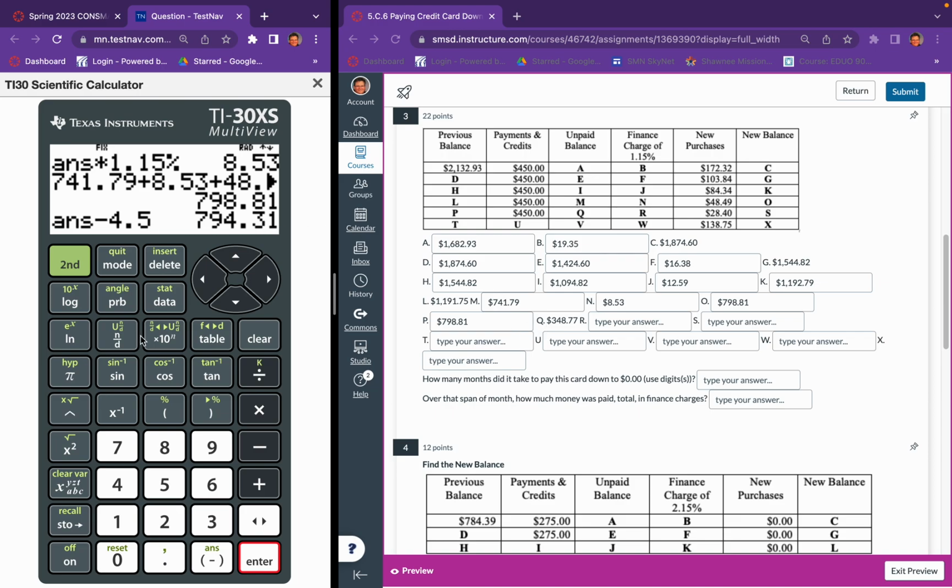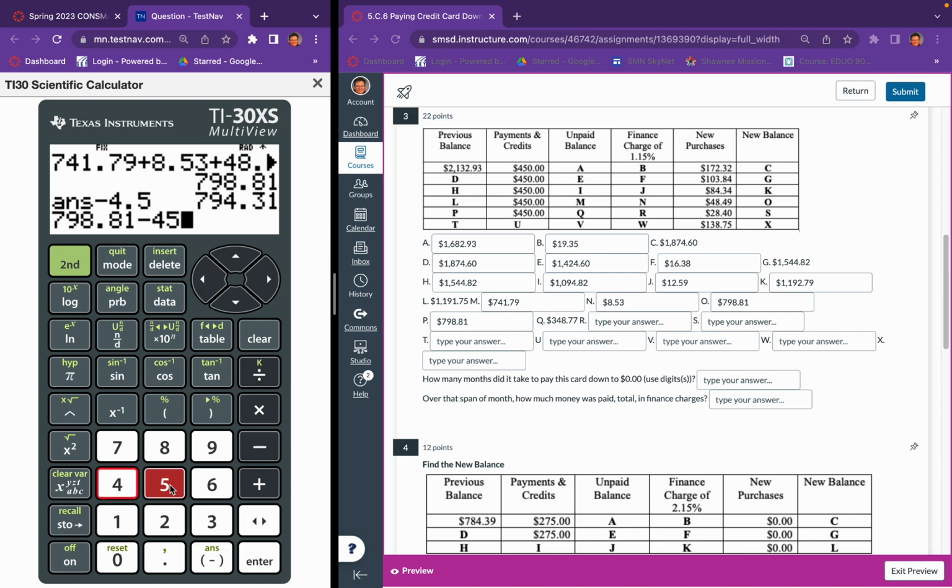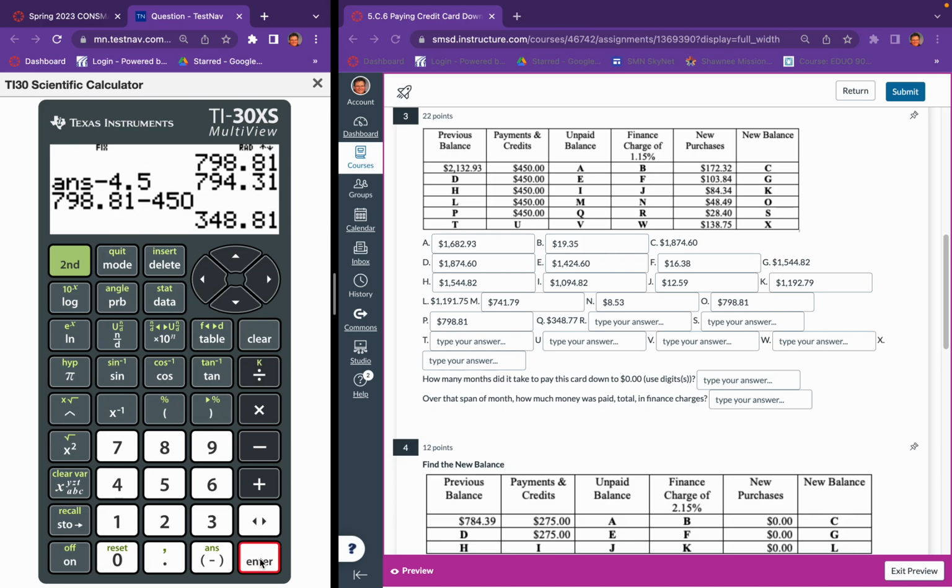So now we would owe $794.31. Oh, I didn't subtract the right number. Hang on. $798.81 minus $450 is $348.81. So we were 4 cents off here. That's fine. So I'm going to go ahead and put that in there because I don't think I've made any mistakes.